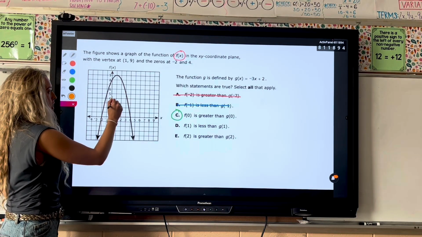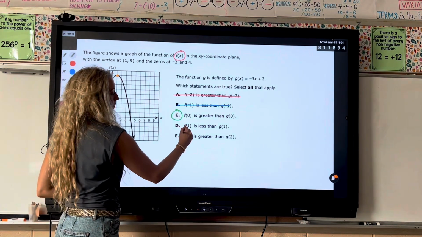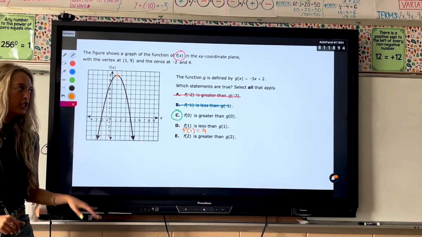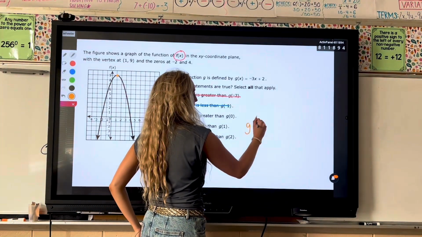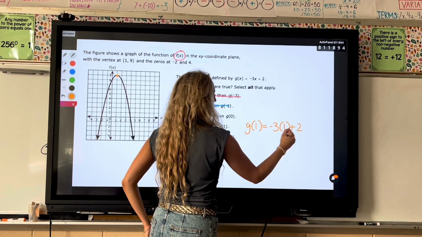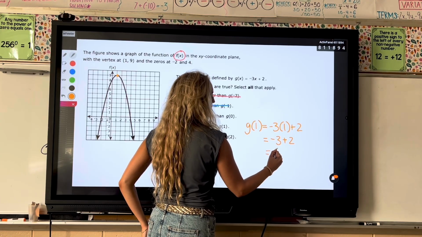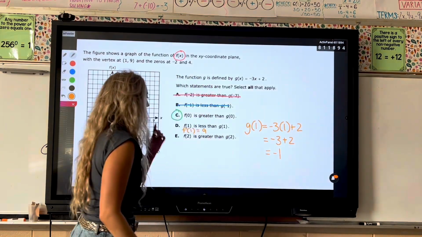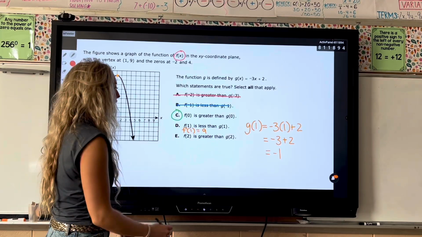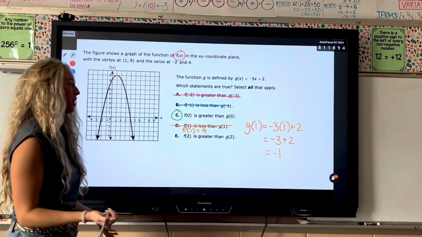So f of 1, I look all the way up here, that's the vertex. So f of 1 is equal to 9. Let's figure out what g of 1 is. All right, so -3 times 1 is -3. -3 plus 2 is -1. So f of 1 is 9, g of 1 is -1. So D can also not be one of our options. It doesn't give us a true statement.